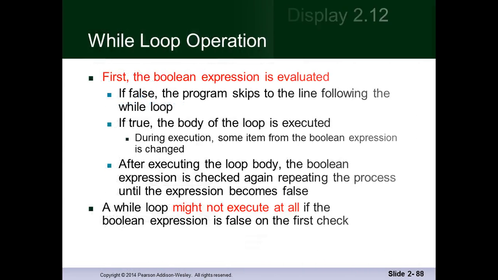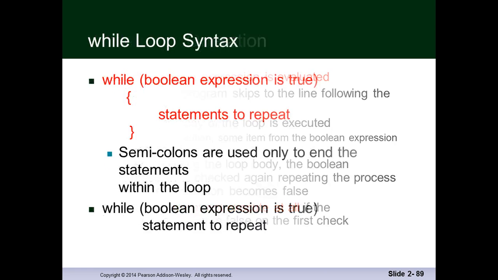So first the Boolean expression is evaluated. If it's true, then the body of the loop is executed. Then after it executes the body, it goes back to the while, checks the expression again, and if it's true, it executes it and goes back and checks the while. It doesn't stop until the Boolean expression is false. Now, this is what we just saw. It might not execute at all if the first check is false. So we put the 0, then it didn't execute the body because it was false. So it didn't even go inside the loop.